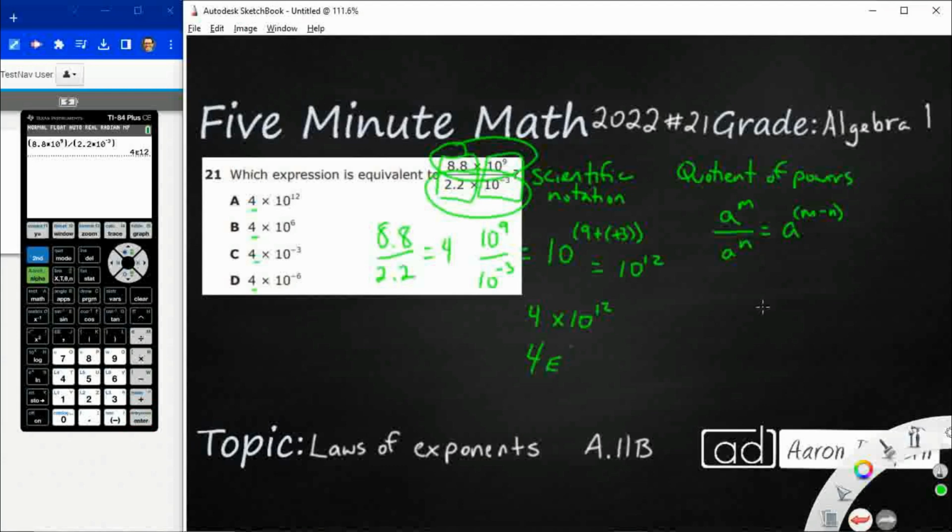What does that mean? Well, on the graphing calculators or your scientific notation calculators, they're not going to write times 10 to the whatever. They substitute that in for the e. So literally that 4e12 is the same as 4 times 10 to the 12th. Okay, so, I mean, that's it. We did it. That is the answer.